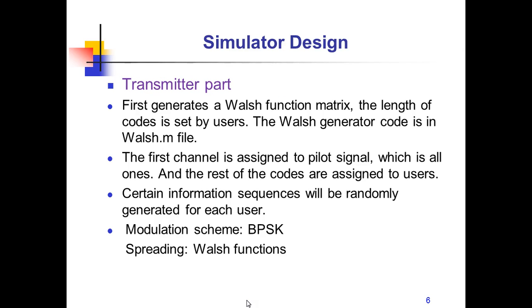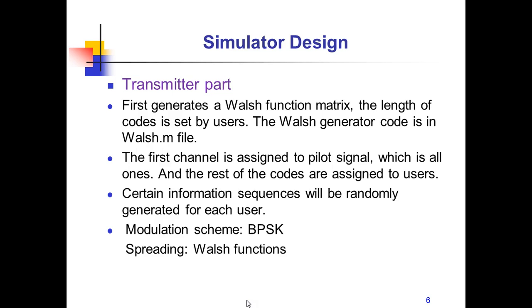Here I start with the transmission part. According to the values you input into the first panel, the Walsh function matrix is generated. The code for generating the Walsh code is in the wash.m file. The first Walsh function will be assigned to the pilot signal, which is important in channel estimation. The rest of the codes will be assigned to users in the system.